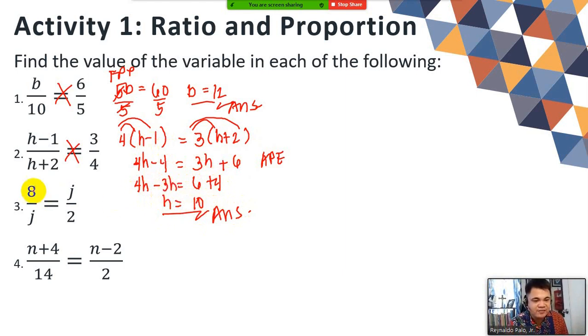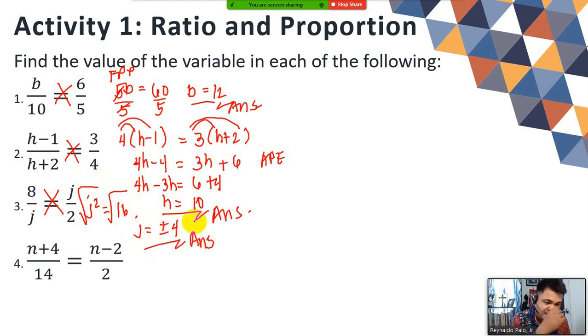Next, let's have 8 over j equals j over 2. We are going to cross multiply. j times j is j squared. Then 8 times 2 is 16. Please recall how you extract the roots of the following. In this case, we're going to extract the square root. If we extract this one, we have to extract also the other one. So we have to apply that in a specific equation. The square root of j squared is simply j, equals the square root of 16, which will become positive or negative 4. So this will be your answer.